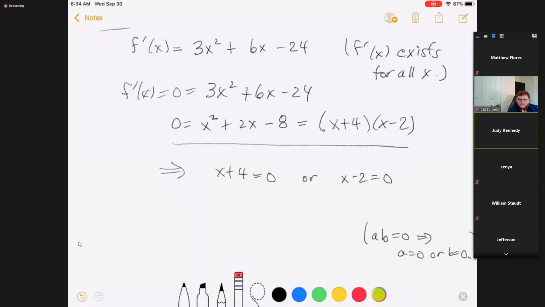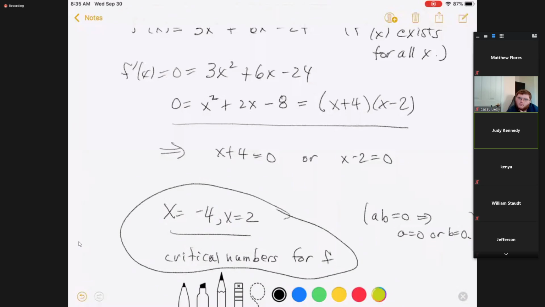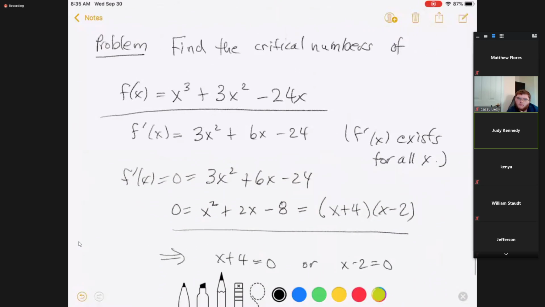Well, that says that x is minus 4, x is 2. Okay, those are the critical numbers for this function. Any questions?